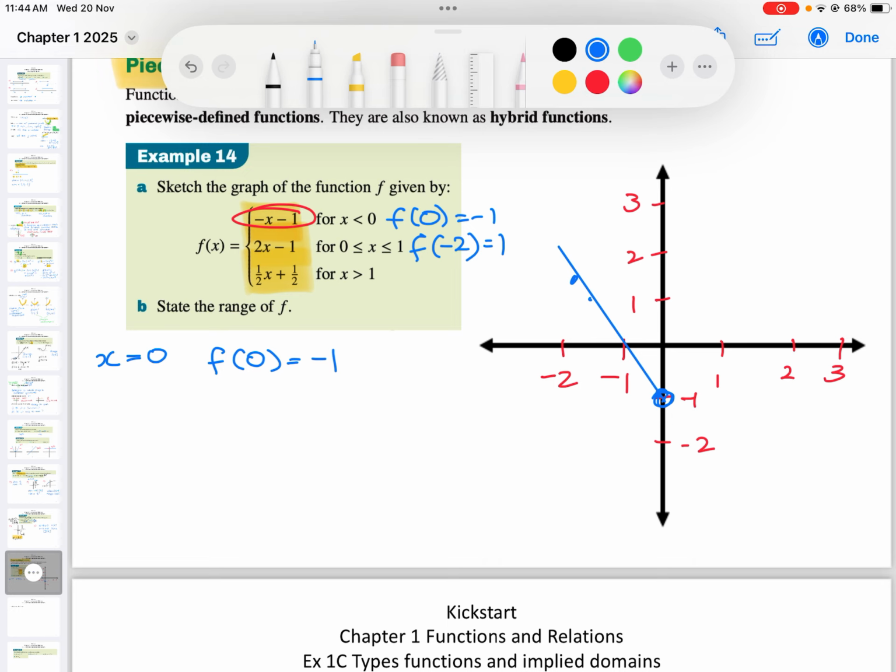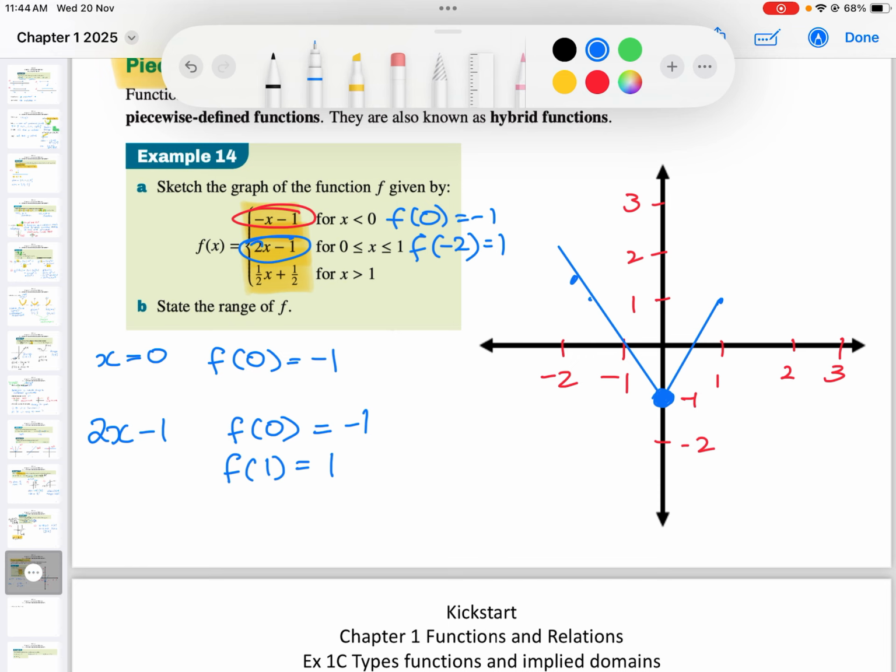Then what have we got? The middle section here. Let's have a look at that. It's 2x minus 1 between 0 and 1. So what I'm going to do here is look at the endpoints. So for the 2x minus 1 part, f of 0 is -1. F of 1 is 2 minus 1, 1. So it goes through 0, -1. Now this is included, so I'll just colour it in. And then it goes to 1, 1. So it's like the other line that we had, except this one is a little steeper because it's a gradient of 2 and it's positive.